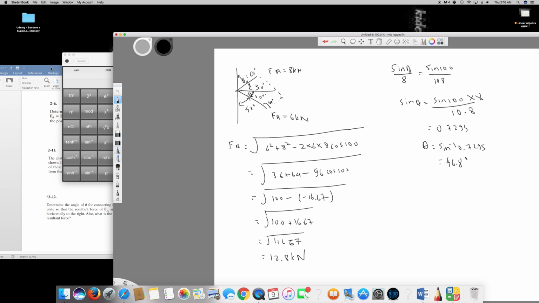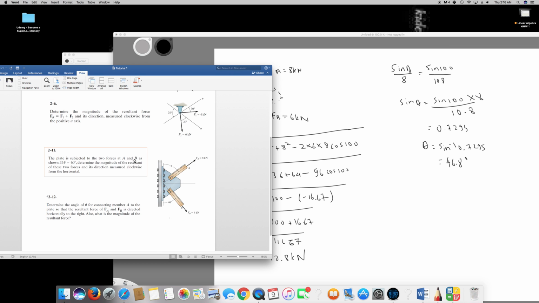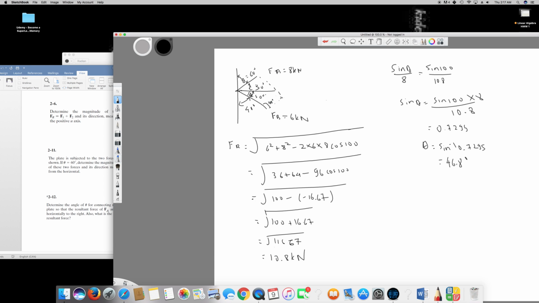So we have to carefully read the question. The plate is subject to the two forces A and B as shown. If theta is 60 degrees, determine the magnitude of the resultant force and its direction measured clockwise from the horizontal. So they are asking clockwise from the horizontal. We found the angle that it makes with this line, but to find where it is from the horizontal, I have to deduct this 46.8 from this 50. Then only will I know exactly where the resultant force is from the horizontal.